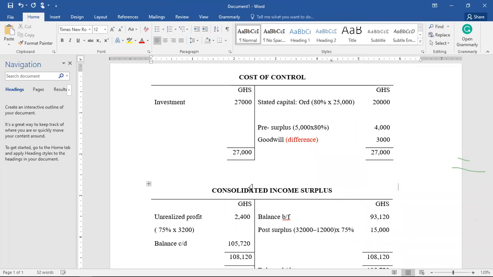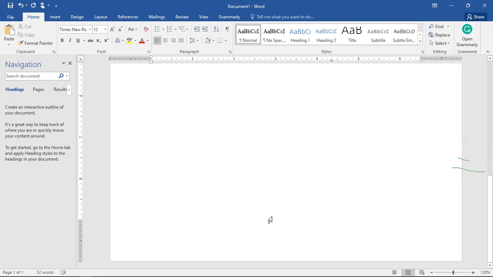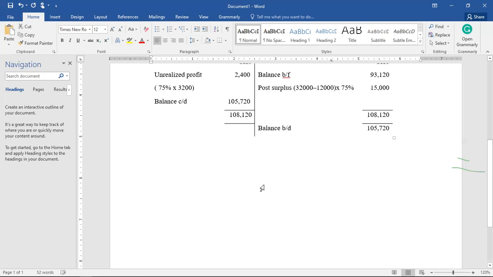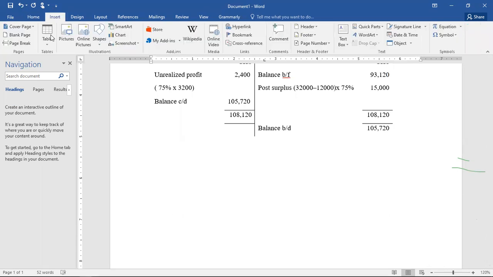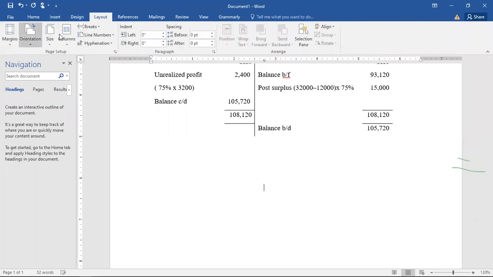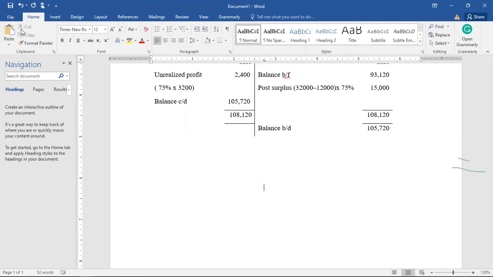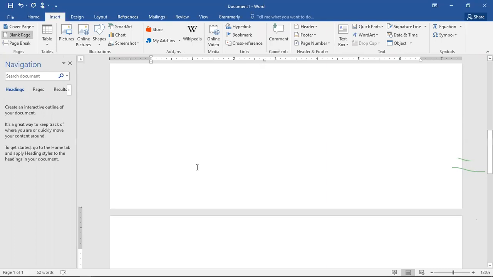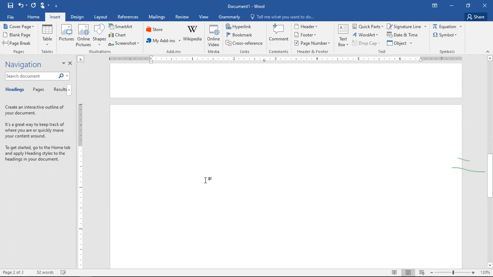Now, before you calculate the consolidated income surplus, let's look at the adjustments that we have. Pardon me, today I'm very, very tired, so you see that my voice is very dull. So pardon me for that. So let's look at our adjustments.